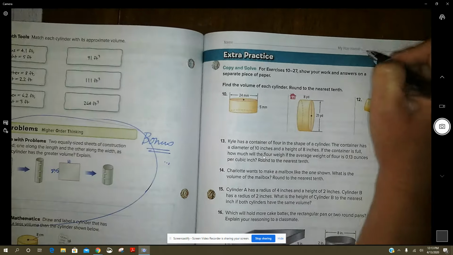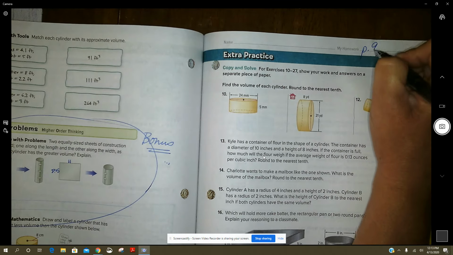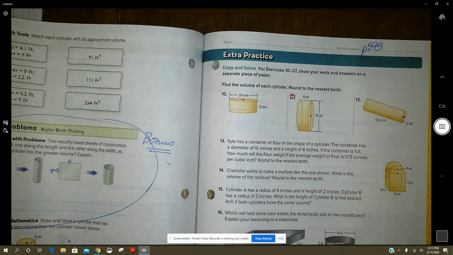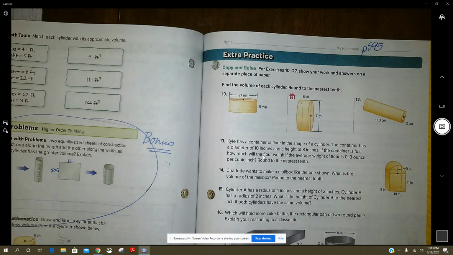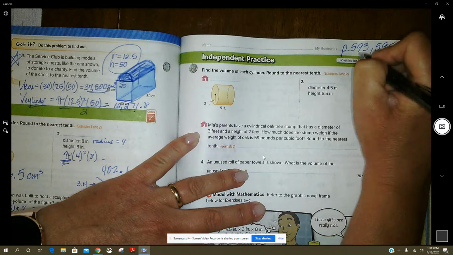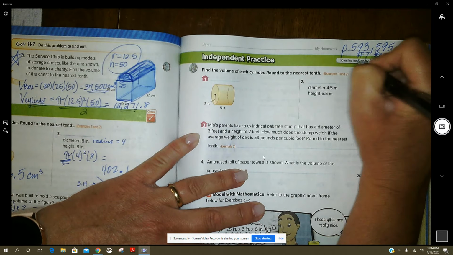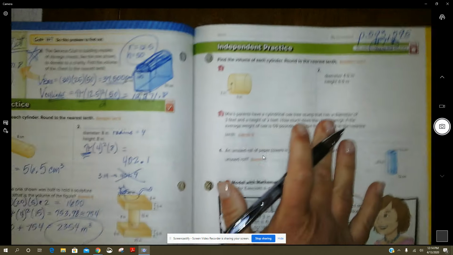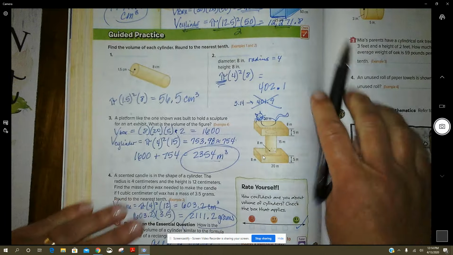Your other assignment is to do all of page 595. Okay, and so remember, you're going to submit a picture or something. So 593, 595, and then number 7 is going to be bonus. Okay, all right, happy voluming.